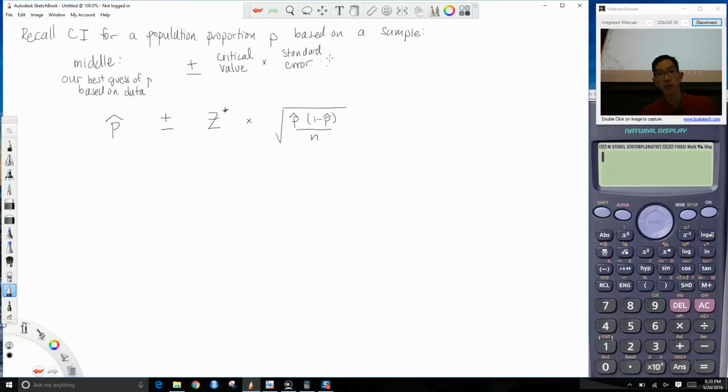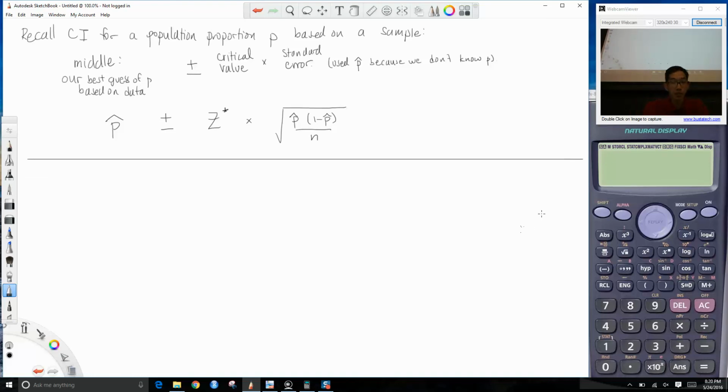Okay, and we used p hat. Why did we use p hat instead of p? Why would we use the sample proportion and not the population proportion? Because we don't know p. We used p hat because we don't know p. I'm hoping this is at least somewhat familiar. It should be.